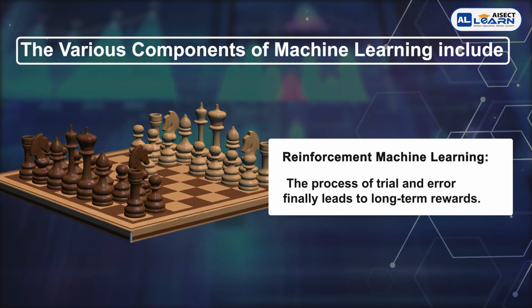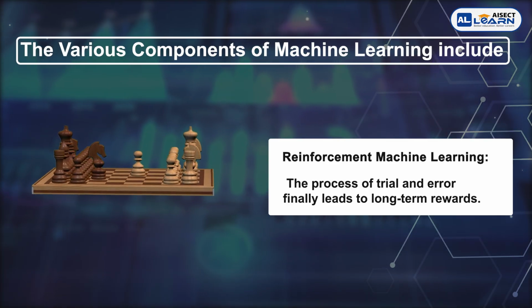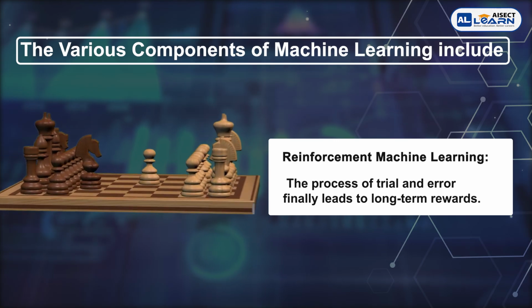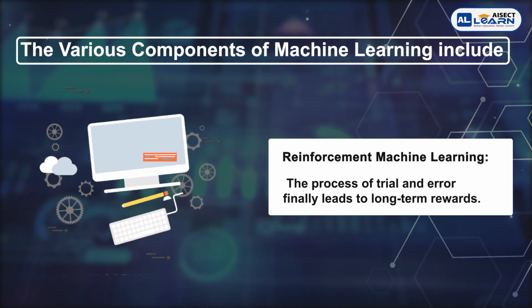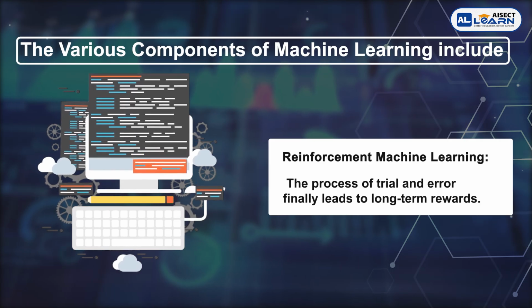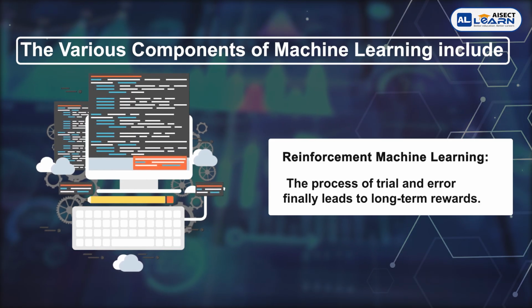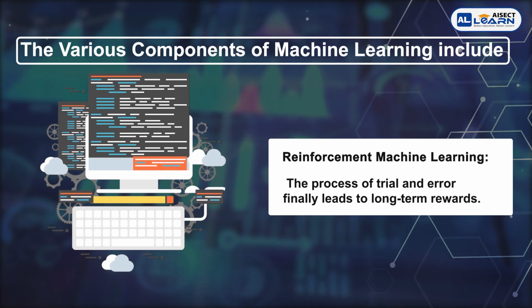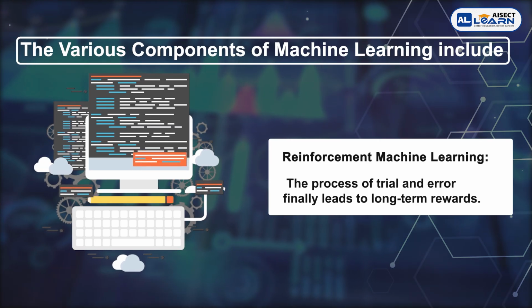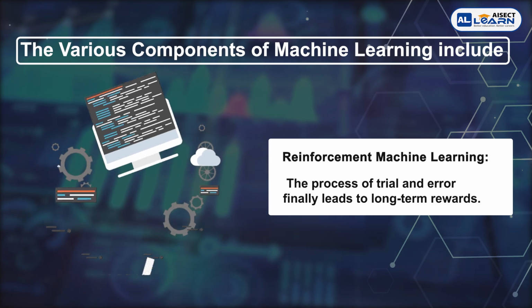So the system will also understand if it is a wrong move, and it will get punished. It will lose the game. From that experience, it will learn more and more with trial and error, which finally leads to long-term rewards. In reinforcement learning, it will go forward, and if it is correct, it goes forward, otherwise it comes back and learns again. Okay, so that is reinforcement machine learning.